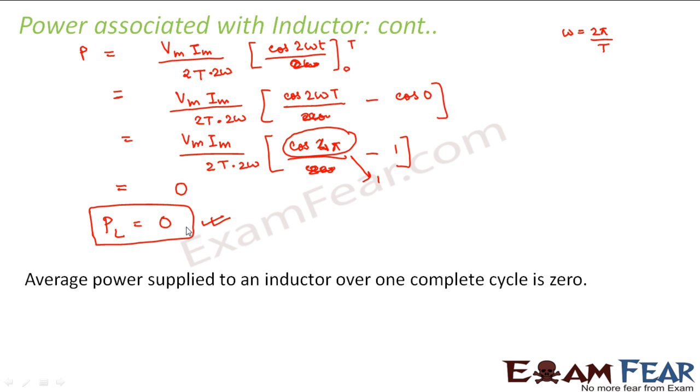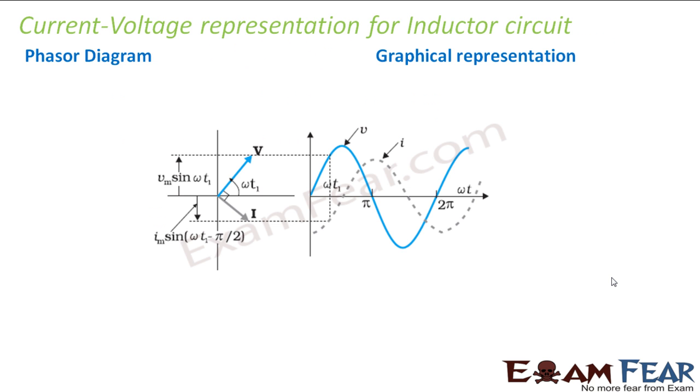So this is very much unlike what happened in the case of a resistive circuit. In a resistive circuit, the average power over one complete cycle was non-zero, but here it is 0. So we say that the average power supplied to an inductor over one complete cycle is 0. Right? Now let us look at the phasor diagram for the current-voltage relationship of an inductive circuit.